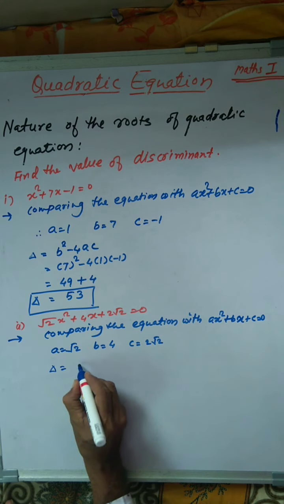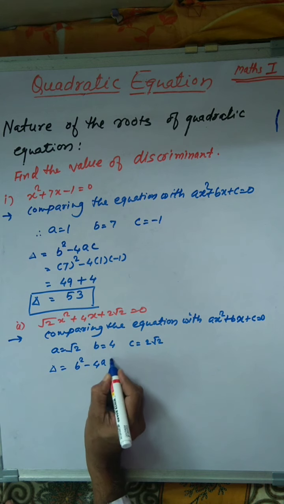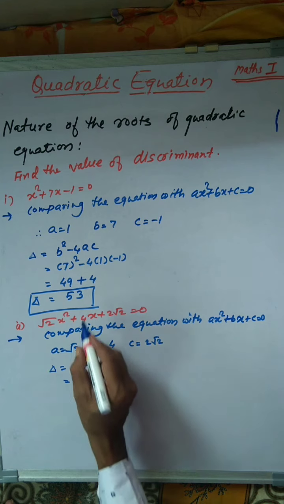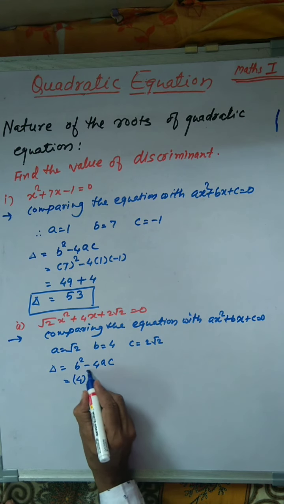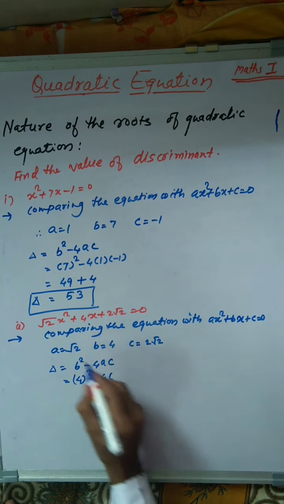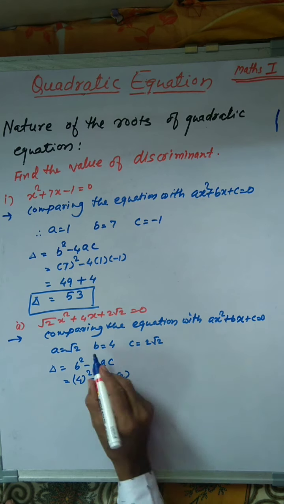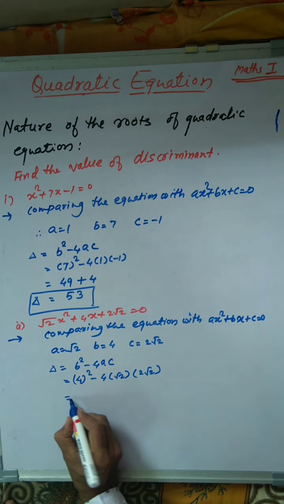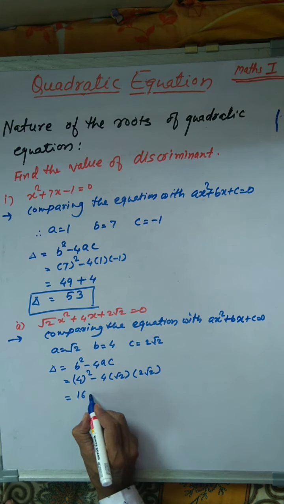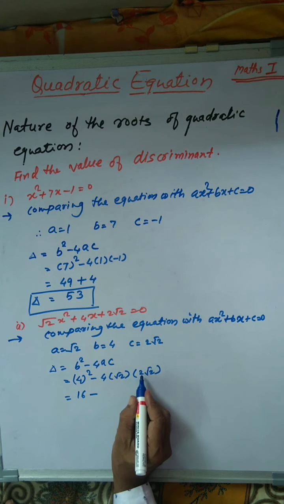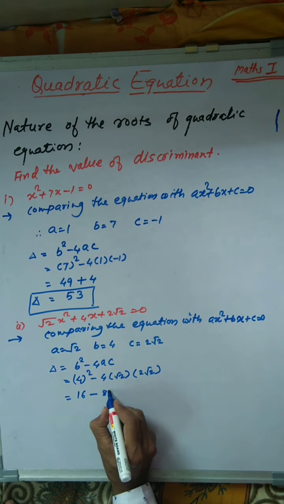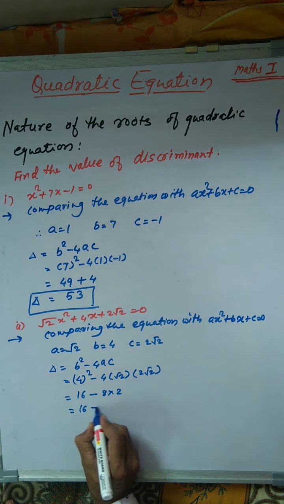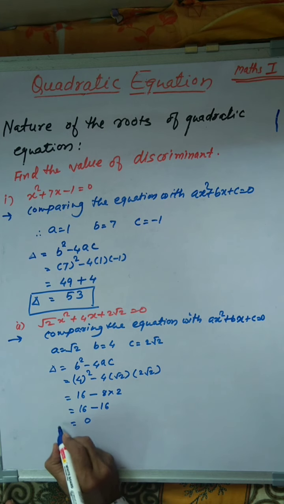Therefore delta, the formula is b square minus 4ac. Substitute the values. b is 4, bracket square, minus 4 into a, root 2, into c, 2 root 2. That means the square of 4 is 16 minus 4 into 2, that is 8, into root 2 that is 2, which gets 16 minus 16, hence the value of delta is 0.